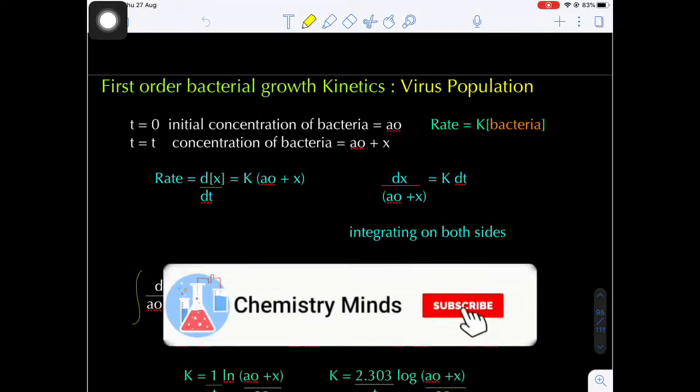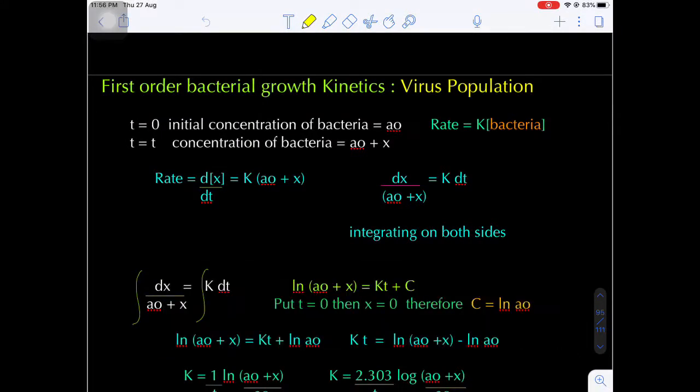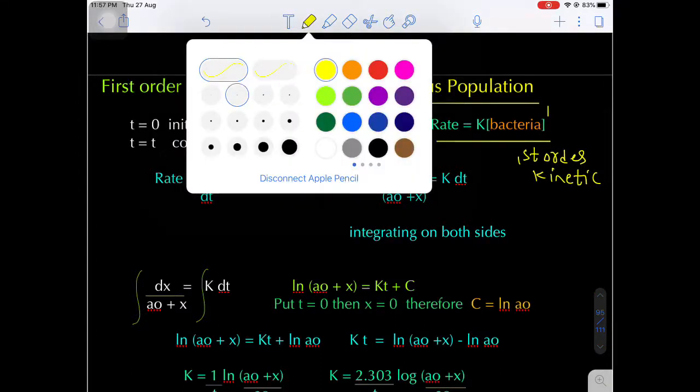Hello students, in today's class we are going to discuss first order bacterial growth kinetics. First order bacterial growth kinetics is also known as viral population. Here, the rate of reaction for the bacterial growth is directly proportional to the concentration of the bacteria. The power of the concentration of the bacteria is 1, that's why it is first order kinetics. Are you getting my point? The bacterial growth or viral population is a first order kinetics.